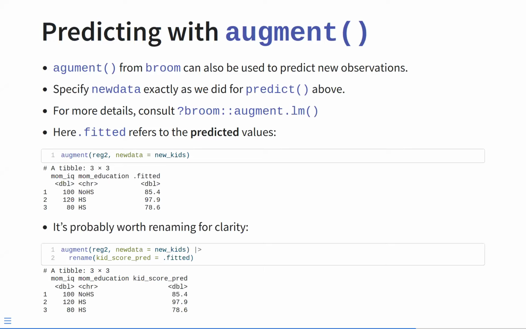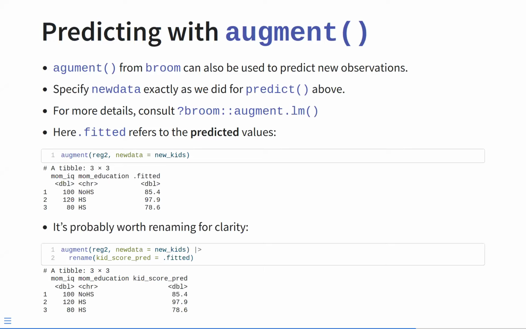So in this case, what I've decided to do is rename that kid_score_pred. So our prediction of kid score. And if you want some more details on this function, you can take a look at the broom help file for augment.lm. So again, this augment function is actually a method that can be applied to lots of different fitted model types. So it can be applied in particular to a linear model. And if you look up the help file for augment.lm, you'll be able to figure out exactly how it behaves when applied to a regression model.